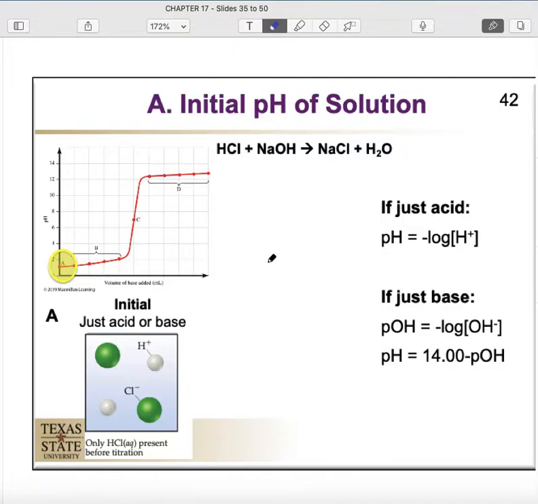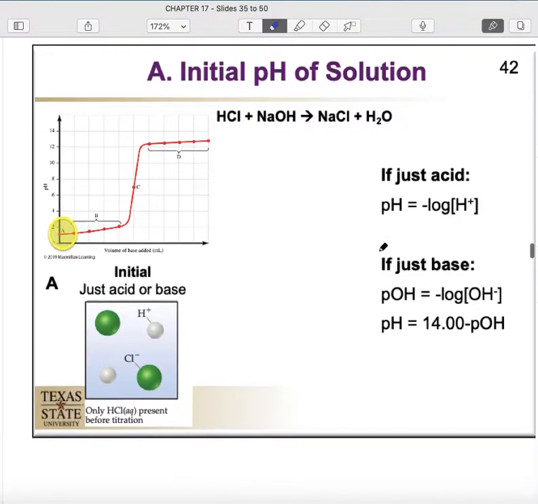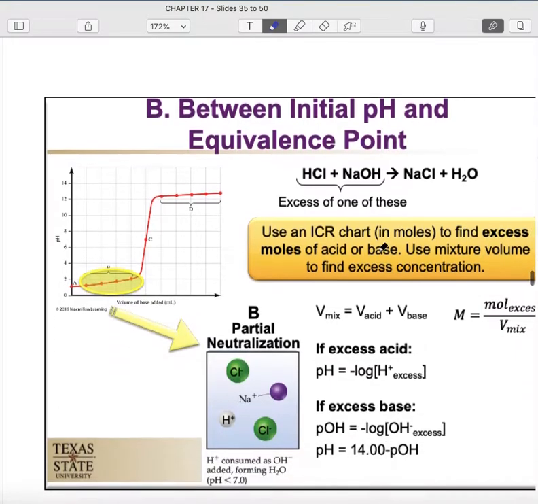This right here is nothing different than what we talked about in the previous chapter about calculating the pH of a strong acid or the pH of a strong base. It's exactly these two things. All right, now we go to point B, which is in between the initial point and the equivalence point.